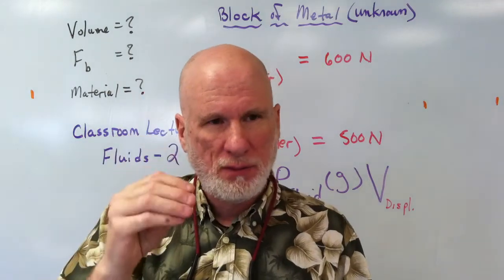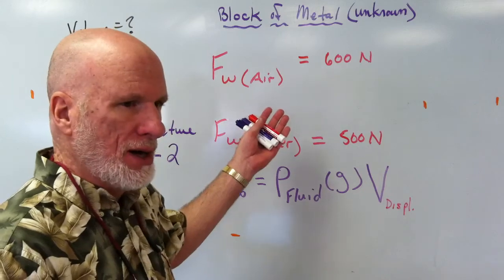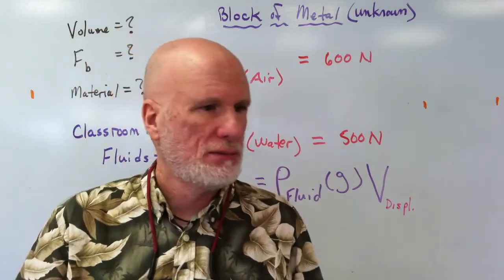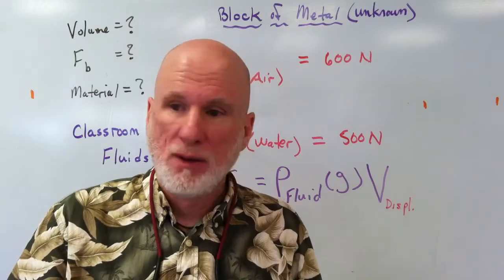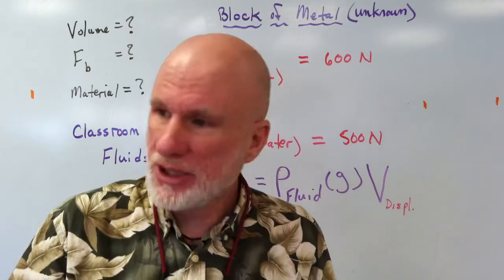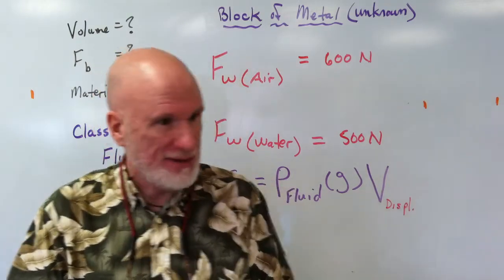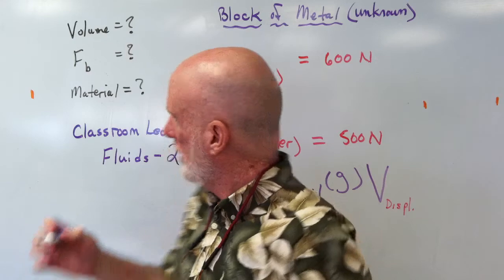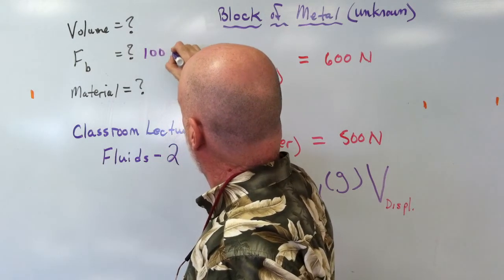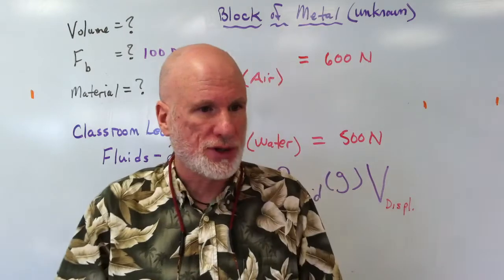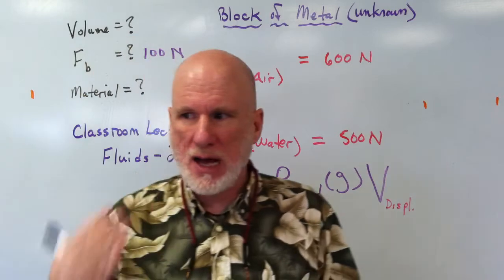Now, remember the apparent weight. What's the apparent weight of this object in water? 500 newtons, right? What's the weight in air? 600 newtons. So what's the buoyant force? 100 newtons, right? Correct? That's the buoyant force.